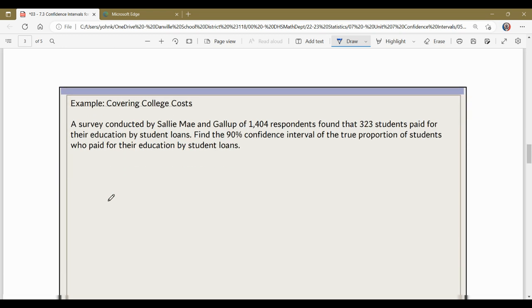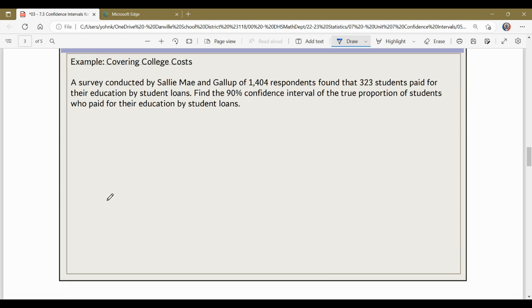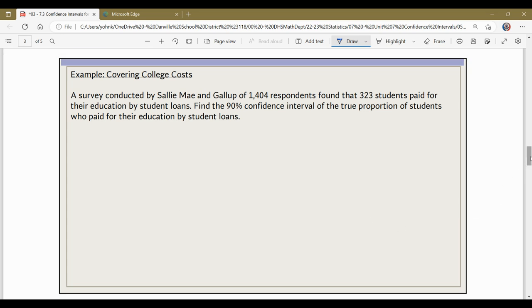All right, so let's see how we can use a word problem to write a confidence interval. A survey conducted by Sallie Mae and a Gallup poll of 1,404 respondents found that 323 students paid for their education by student loans. Find the 90% confidence interval of the true proportion of students who paid for their education by student loans.